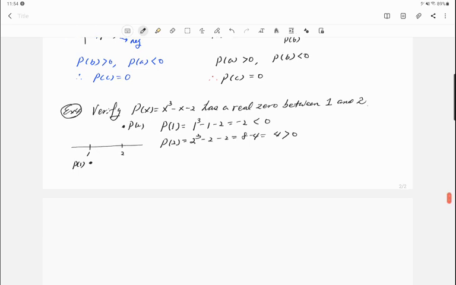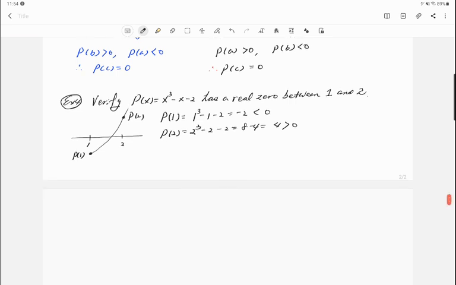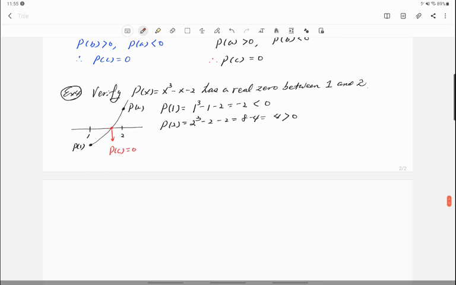I don't know how the graph looks like. But as you see, when x equals 2 it is positive, when x equals 1 it is negative. So there is an x-intercept, right? So P of C will be 0. The y value is 0. Since this satisfies the intermediate value theorem, P of 1 and P of 2 have opposite signs, different signs. So there is a point C where P of C is 0. This is the real 0. So we just proved it.